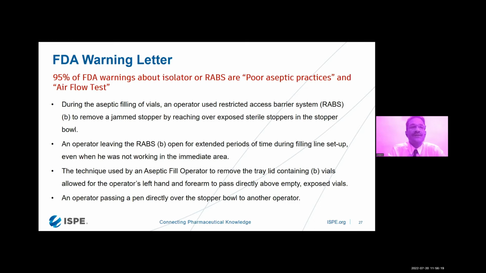You are going to touch the vials which are on the sides, and you are also going to have a lot of issues in terms of sterility failures, because the operator may not know, and it will be very difficult for you to train the operator to carry out the operation in a proper way, because there is no proper way when this is a completely manual operation. The operator passing a pen directly over the stopper bowl to another person. Yes, again, these were some of the FDA warning points coming in as 483s.